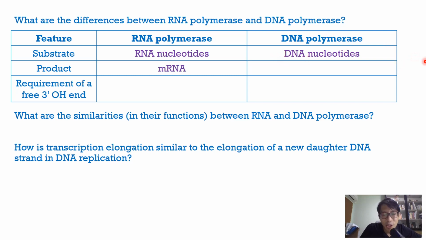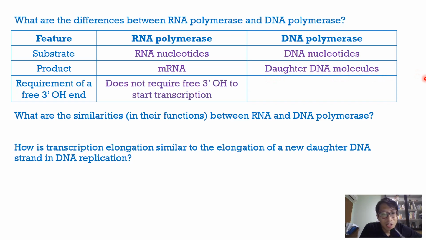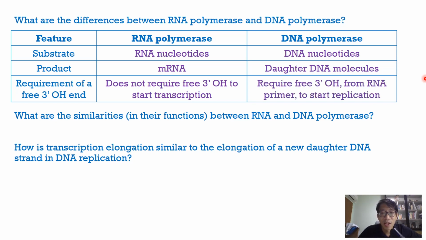The products, as I mentioned just now, are mRNA versus a daughter DNA molecule. Because DNA polymerase synthesizes the daughter DNA strand, and the DNA strand would be bound onto the parental strand, that forms a daughter molecule. There's no need for a free OH for RNA polymerase, but there's a need for a free 3' OH provided by the primer for the DNA polymerase function.